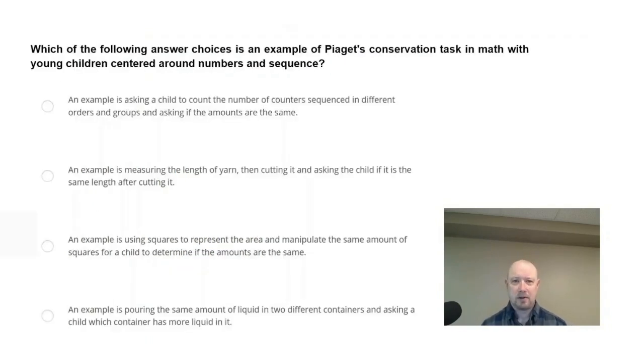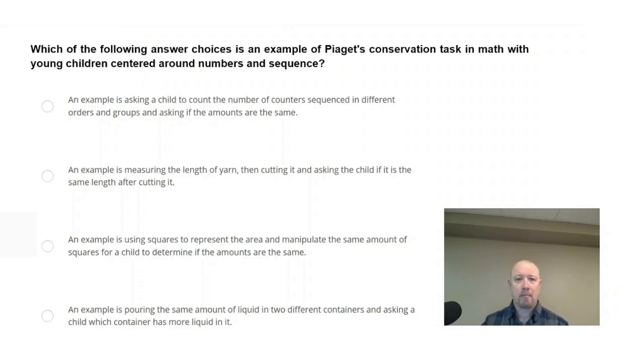Which of the following answer choices is an example of Piaget's conservation task in math with young children centered around numbers and sequence? So what are the levels of Piaget's conservation task? Well, we can use Piaget's conservation task with numbers, we can use it with volume, we can use it with length, we can use it with area. And the main concept of that is that if we present things in different ways to young children, will they still realize that it's the same value?